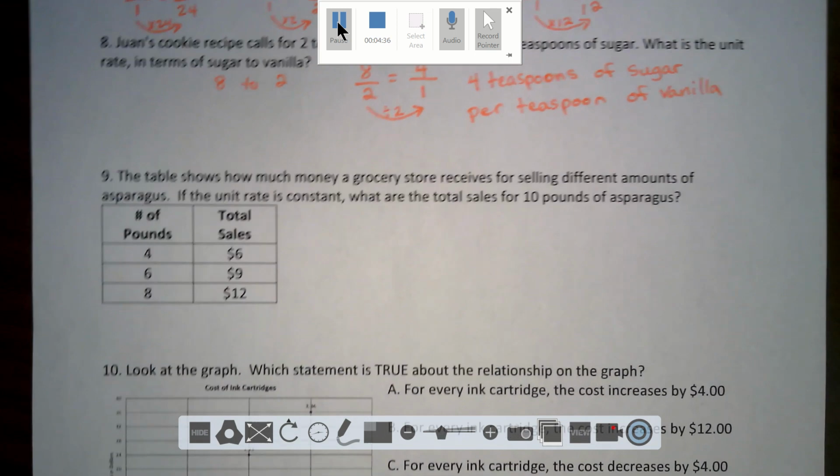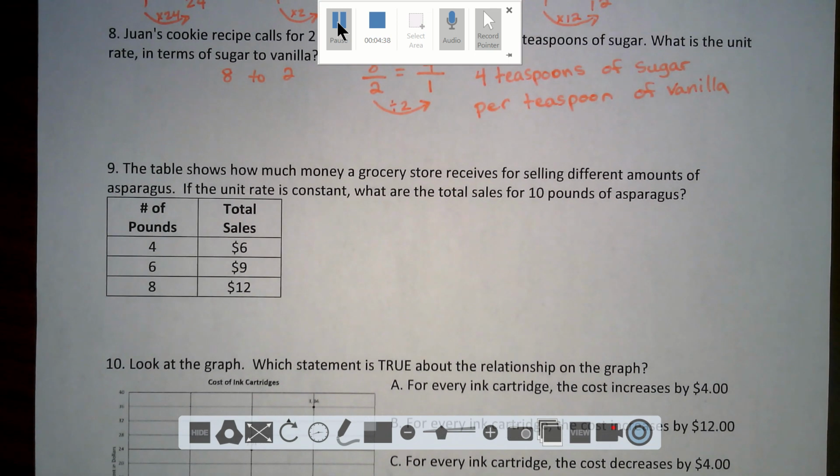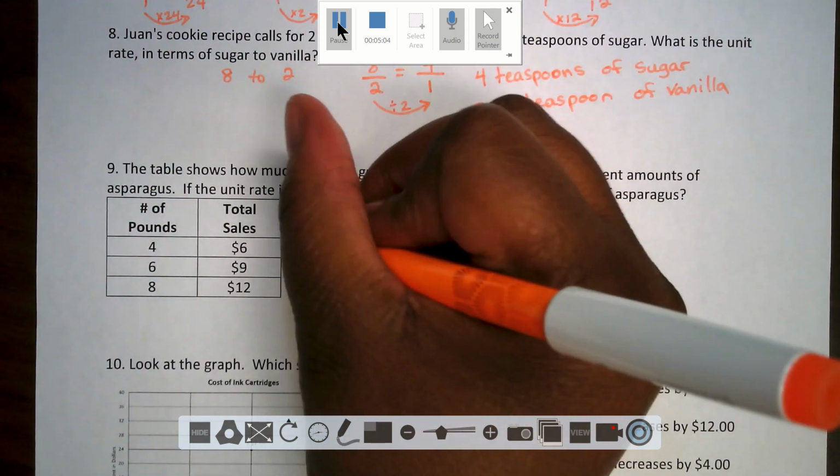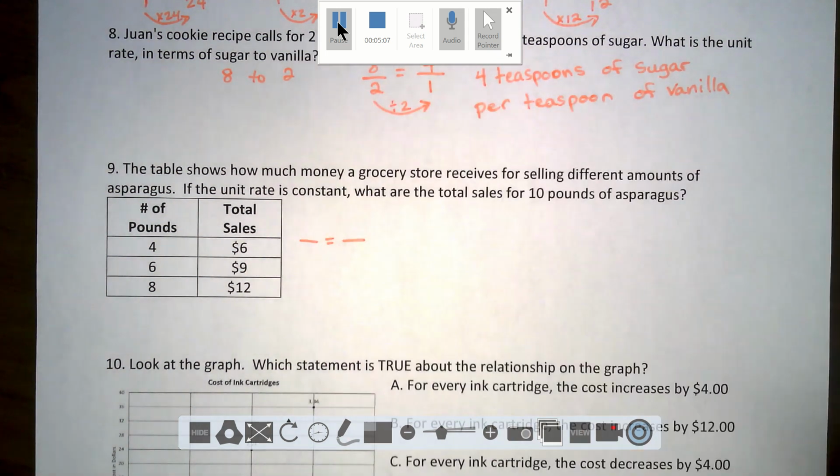All right. Let's look at number 9. The table shows how much money a grocery store receives for selling different amounts of asparagus. If the unit rate is constant, what are the total sales for 10 pounds of asparagus? Okay. So first I need to find what the rate is. So I'm looking for 1 of something. I know how much 4 pounds of asparagus costs. I want to know how much 1 pound of asparagus costs. So that means I'm going to set up my unit rate here.